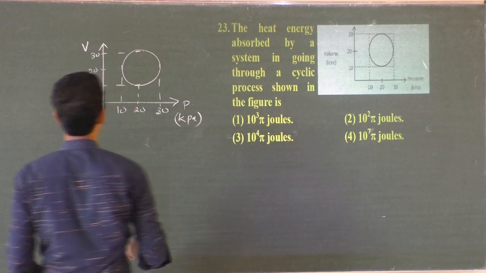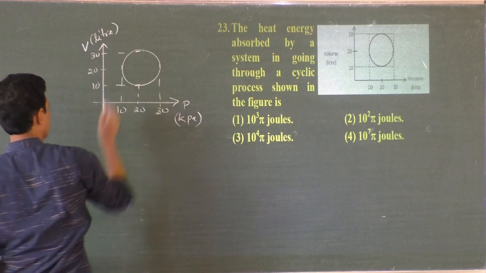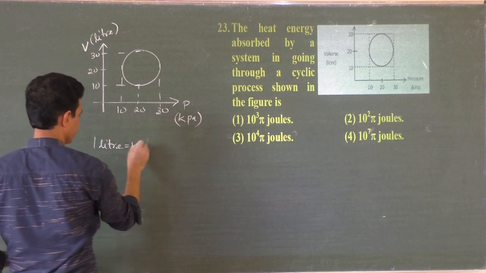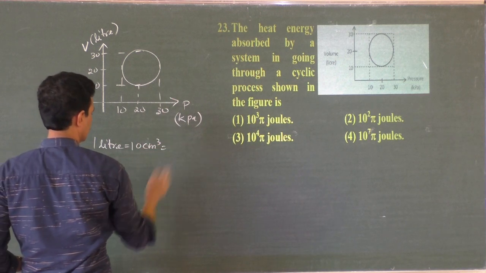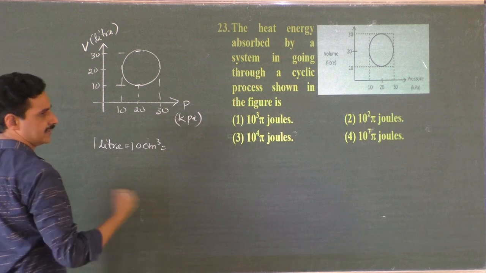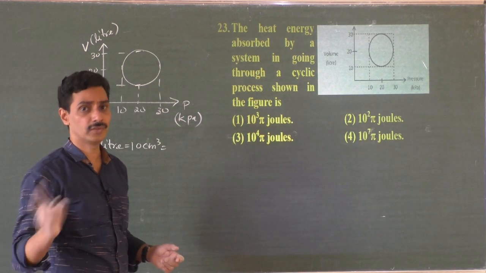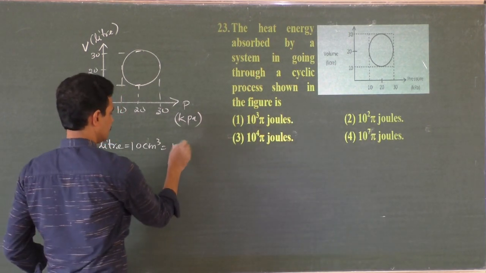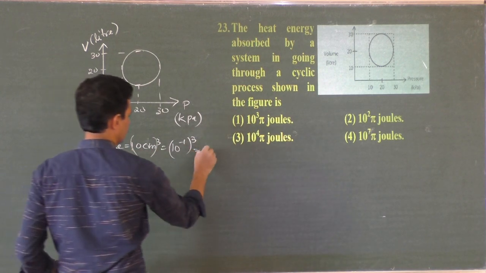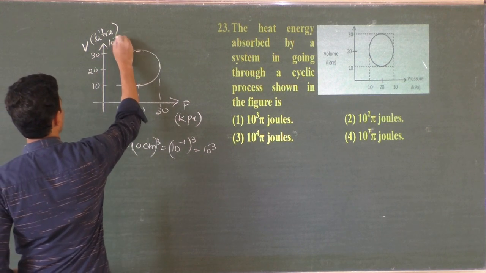Pressure in kilopascal, volume in liters. So can I write liters in meter cube? 1 liter is equal to 10 centimeter cube, that is equal to 10 centimeter into 10 centimeter into 10 centimeter. 10 centimeter is 10 into 10 to the power minus 2, that is 10 to the power minus 1 whole cube. So this is 10 to the power minus 3. So 1 liter is 10 to the power minus 3 meter cube.